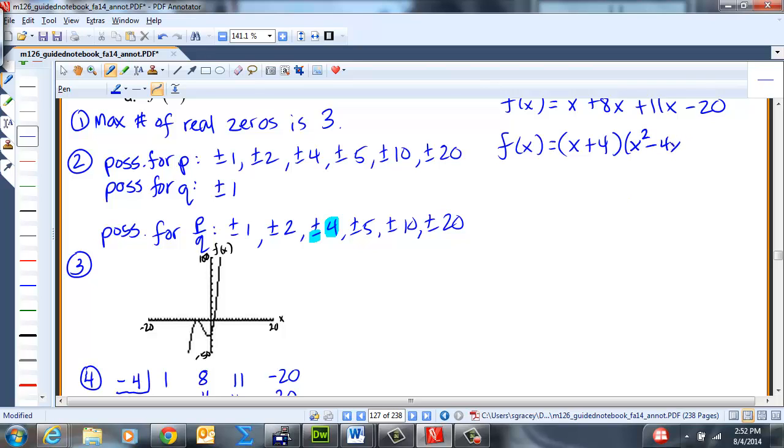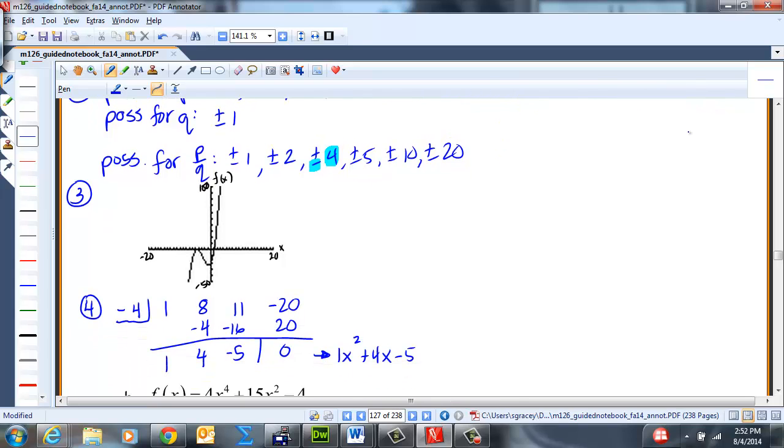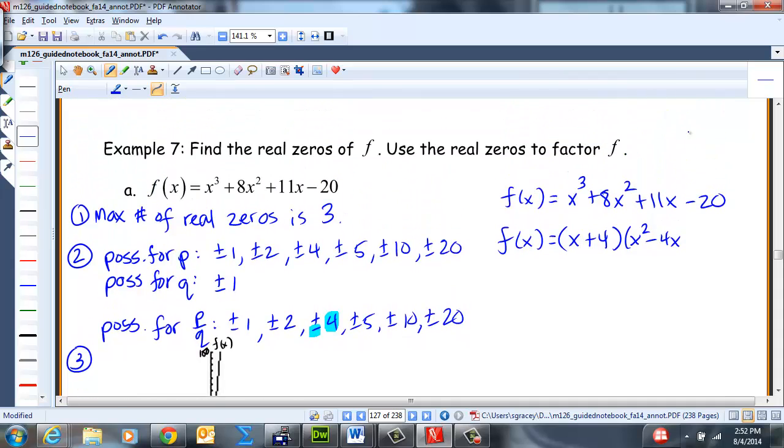And that is something that you know how to factor, right? So we'll have x plus 4 going along. The factorization of x squared plus 4x minus 5 is, we'll have an x plus 5 and an x minus 1. That gives us the negative 5 as the product and the positive 4x for our middle term. Okay.